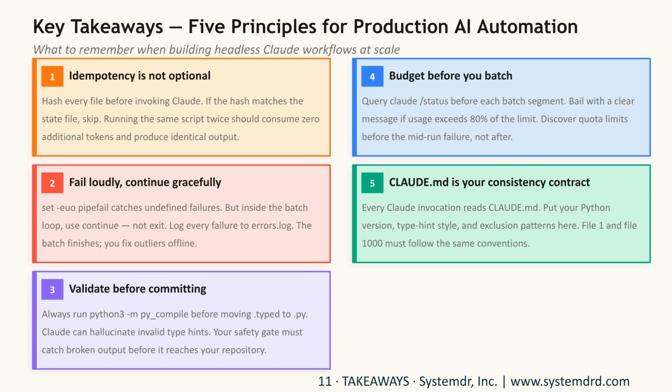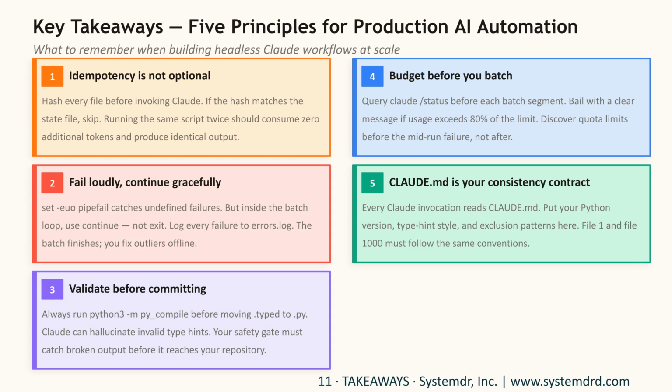Principle 3. Always validate output. Claude is a probabilistic model. It will occasionally produce code that looks plausible but is syntactically invalid. python3 -m py_compile is your last line of defense before that code lands in your repository. Never skip this step. Principle 4.